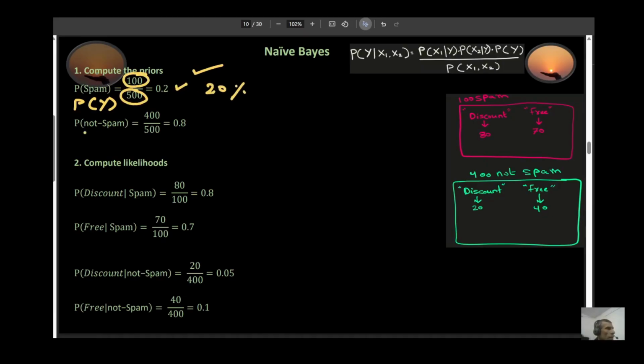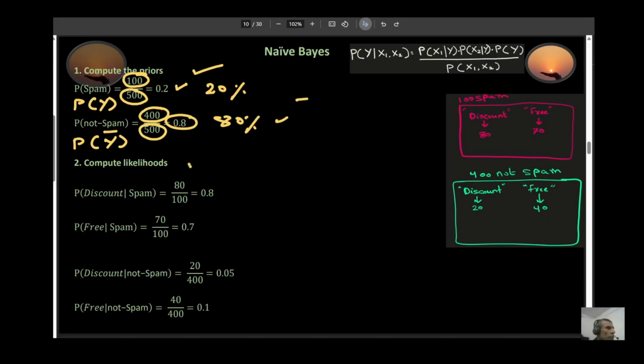And likewise, compute your probability of not a spam. So probability of not a spam would be equal to the total number of not spam emails, which is 400, divided by the total count, which is 500. The answer is 80%. So in this case, it is 80% chance that your email is not a spam.